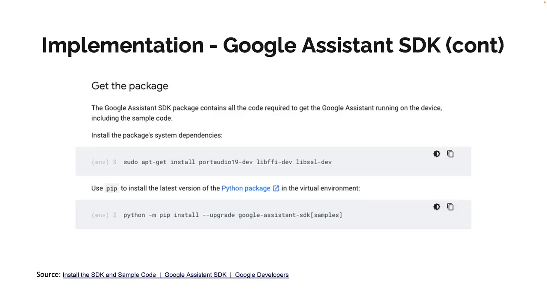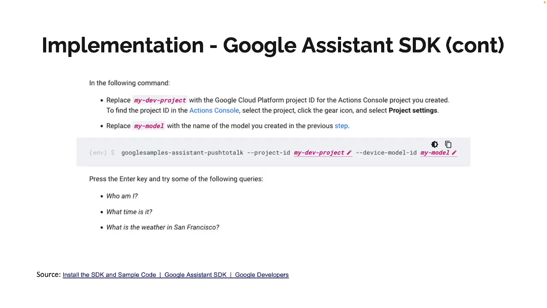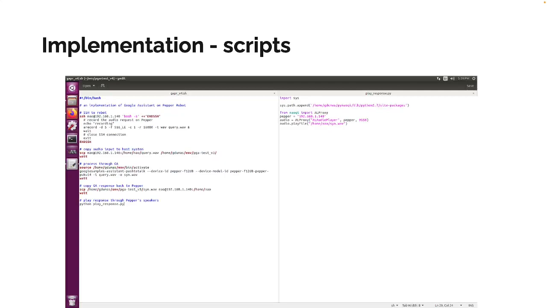The following snippet, again from the Google developers documentation, shows how to install the Google Assistant SDK and its dependencies. Once installation is complete, the Google Assistant functionality can be invoked by running the following sample command in terminal on the workstation, where the arguments myDevProject and myModel are replaced by information from the Google Actions console project. Both SDKs would be incorporated into the following two scripts, which we use to implement Google Assistant functionality on the Pepper robot.